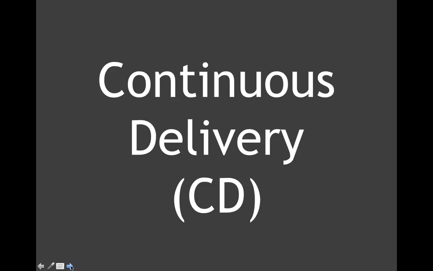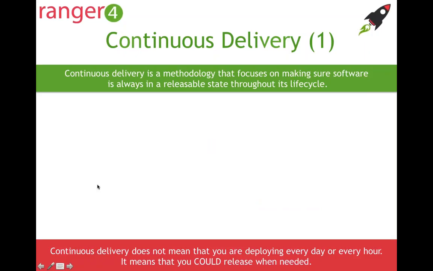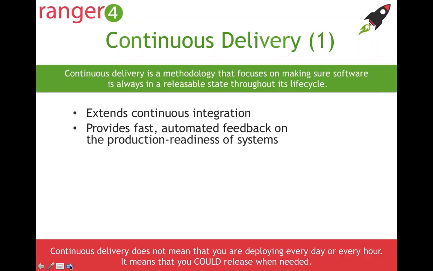So probably the next biggest used continuous term in DevOps would be continuous delivery, often known as short for CD, and you'll understand why I made that distinction in a moment. So again, material from our DevOps Foundation course talking about continuous delivery. Continuous delivery basically ensures that your software is always in a releasable state throughout its life cycle. It doesn't mean you're deploying all the time, and we'll come on to continuous deployment in just a moment.